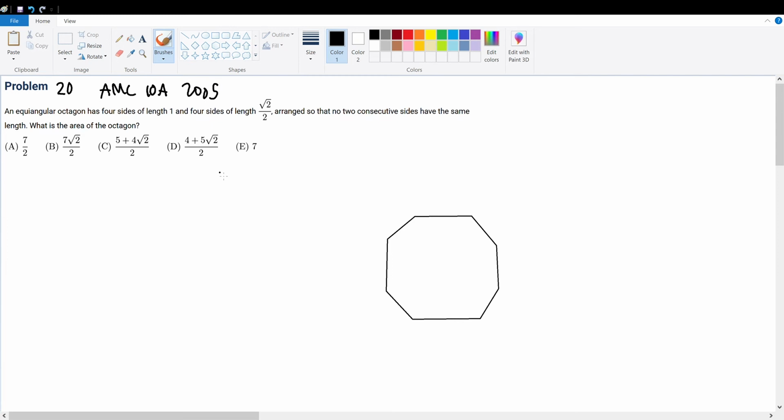AMC 10A 2005, problem 20. An equal angular octagon has four sides of length 1 and four sides of length root 2 over 2 arranged so that no consecutive sides have the same length. What is the area of the octagon?